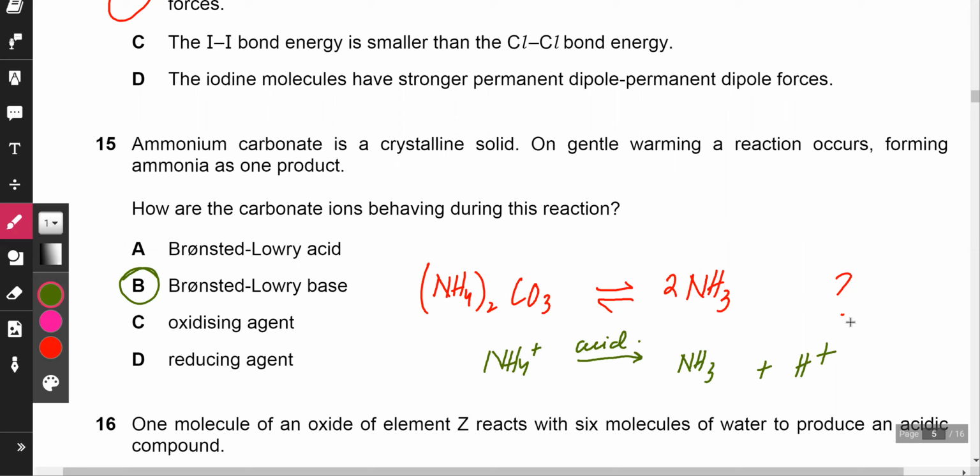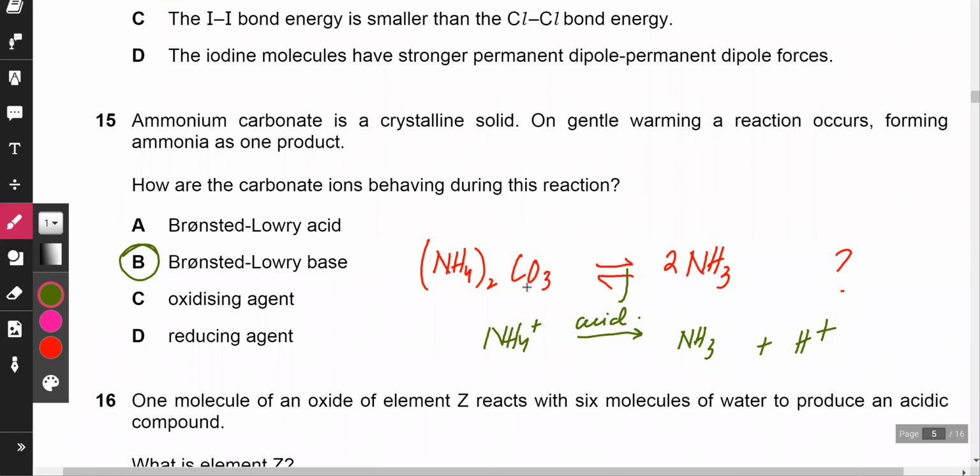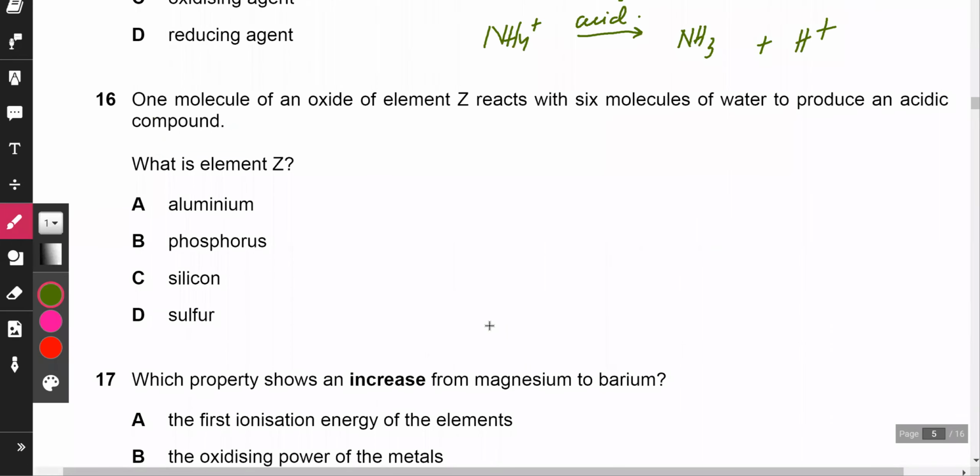We have no idea, they didn't tell us. Remember, acids and bases are always together, because if something loses an H+, there must be another thing that accepts H+. So we knew that ammonium ions were behaving as an acid because they were losing H+ ions, or protons. So the carbonate ion must be behaving as a base, not a conjugate base, just a base. Is this clear?